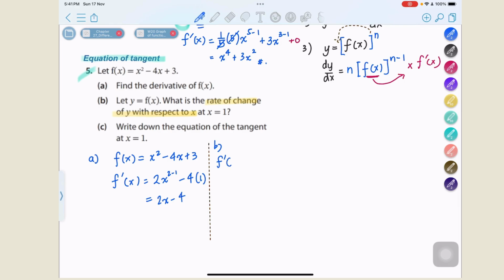So here, I put f prime, and my x has to be replaced with 1, because we are finding the value of the gradient. So we will substitute 2 times 1 minus 4, so my gradient value will be negative 2. Okay, that is part B.